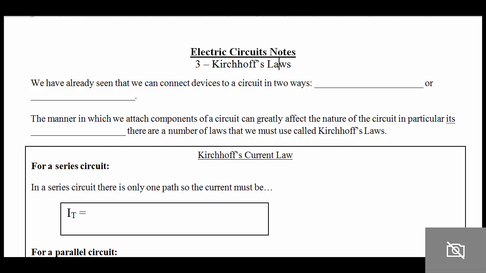All right, so welcome to the third set of notes on electric circuits. This is all going to be about something called Kirchhoff's laws. We've already seen that we can connect our circuits in two ways. We can either connect them in series or in parallel.